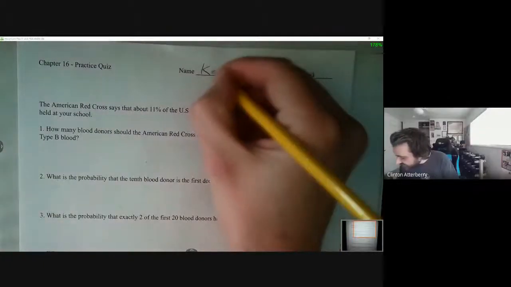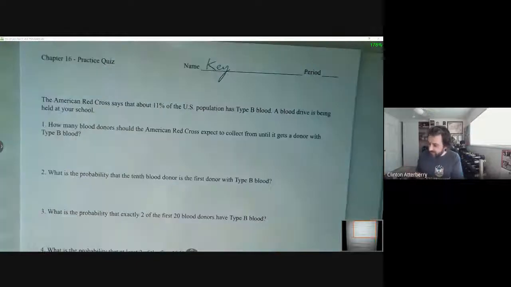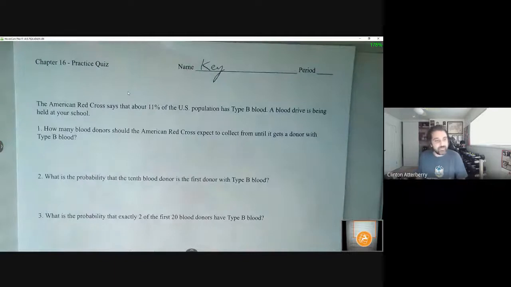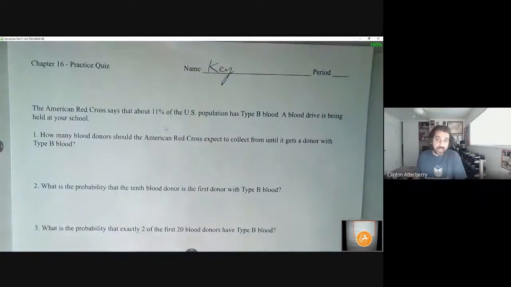All right, so today we're going to be going over this practice quiz. The practice quiz on chapter 16 does have some formulas and some little things that can be kind of tricky. So please, if you have questions, let me know and I'll try to answer them as quickly as I can, in the best way.